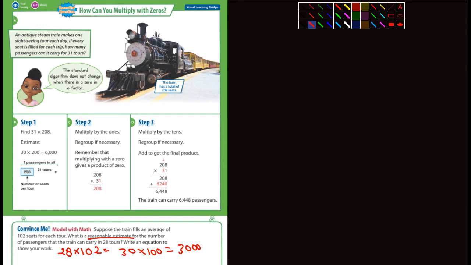But it does say, suppose the train fills with an average of 102 seats for each tour. What's a reasonable estimate? So it's going to be 28 times 102. So they're asking about estimating, and I pretty much answered that question. I would have done 30 times 100, which would be 3,000.